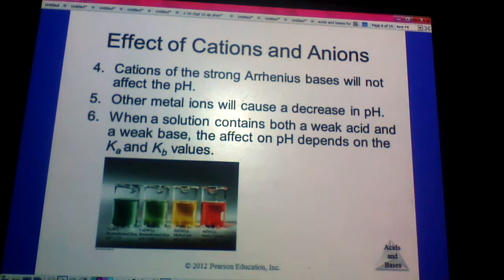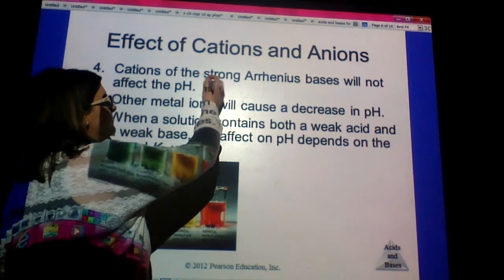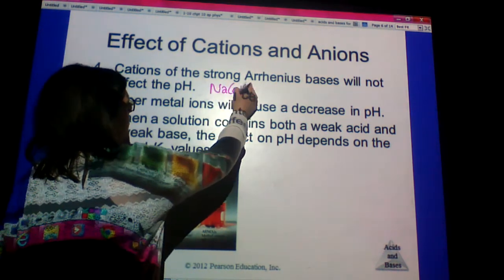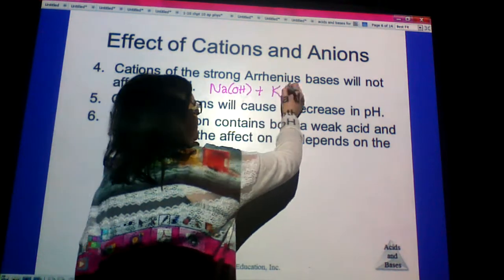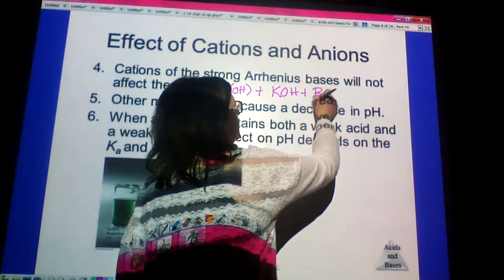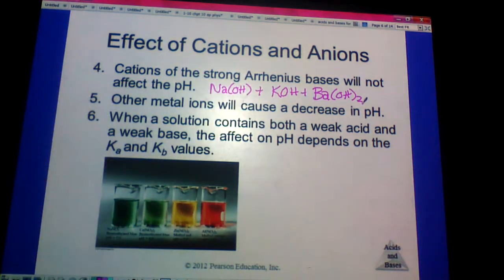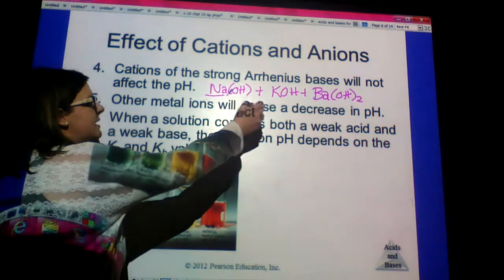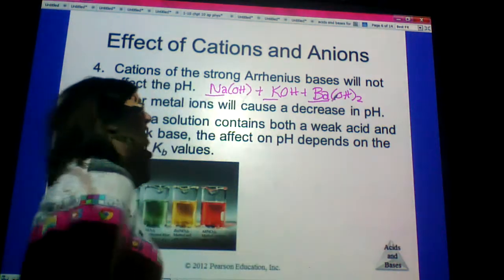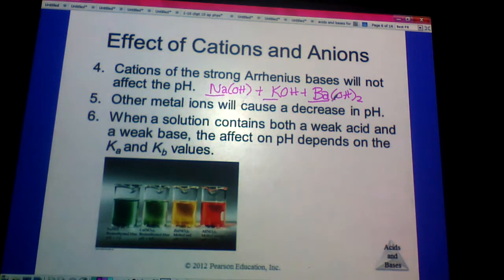Let's keep going, guys. Cations. We'll just go through these quickly. Cations of the strong Arrhenius bases will not affect pH. So if I think about those strong bases, NaOH, KOH, Ba(OH)2, they're saying that these cations, Na+, K+, Ba2+, aren't going to affect the pH at all.